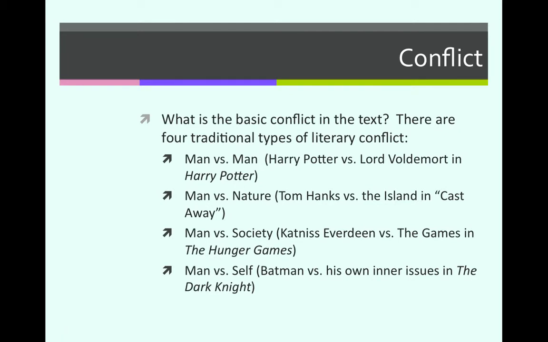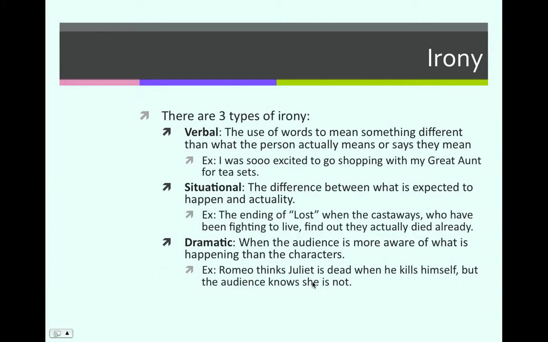You also want to think about conflict. So there's four traditional types of conflicts in a text. Man versus man would be something like Harry versus Lord Voldemort. Man versus nature, of course, would be like Tom Hanks versus the island in Castaway. Man versus society. So, for example, Katniss Everdeen versus the Games in the Hunger Games. Or man versus self. So this would be like Batman battling all of his issues.